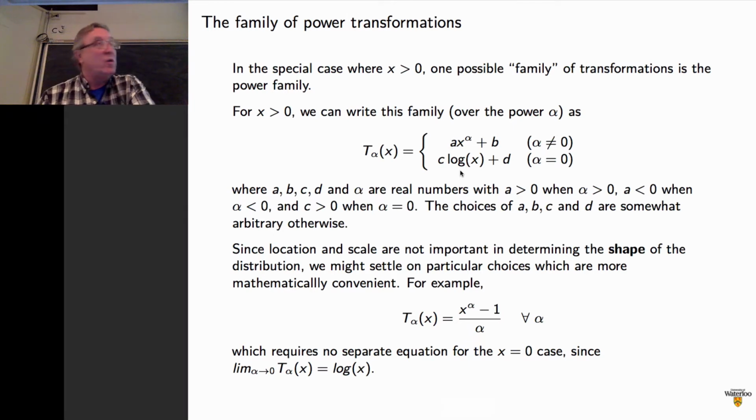So for these to preserve the order, so that by the transformation it hasn't changed the order, I'm going to require certain constraints on the various parameters. So when alpha is greater than 0, I want a to be greater than 0, and a to be less than 0 when alpha is less than 0. So for example, if alpha was minus 1, and if I do 1 over x, big numbers just became very small numbers. Small numbers became the big numbers, so I've swapped the order. So by changing the sign of that a, I've just switched the order back again to the original order. So that's what these constraints are all about.